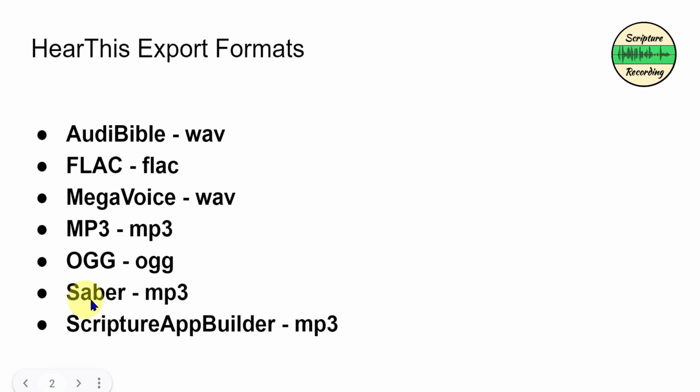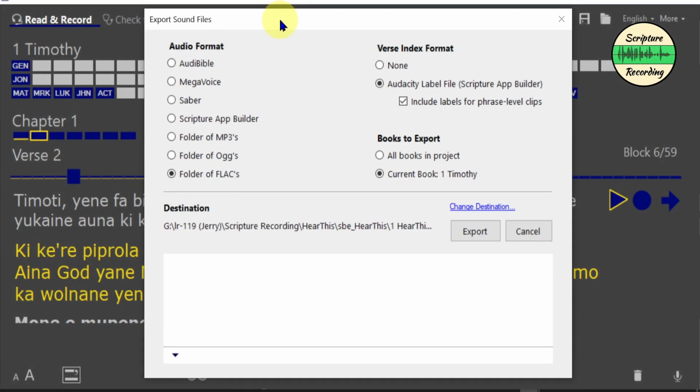Unless you're specifically putting it for the Saber or the Scripture app, the files I'm going to make are going to go into the Scripture app, but I would put out a wave, FLAC, or this wave right here, the MegaVoice, because it's a higher quality audio, and it's better to have the higher quality audio when you're doing editing. But I like FLAC, and you can watch a video why I like FLAC. So we come here, and we can choose what we want.